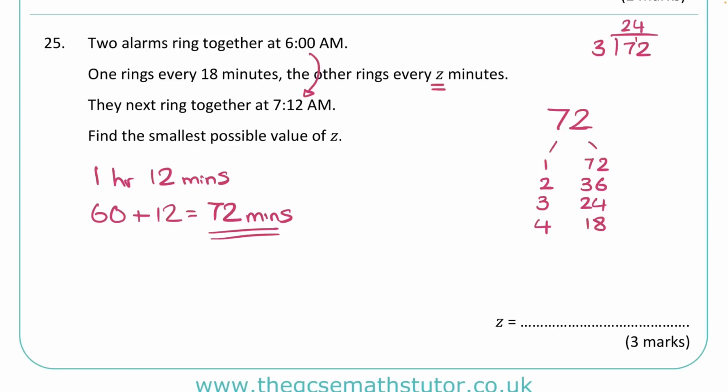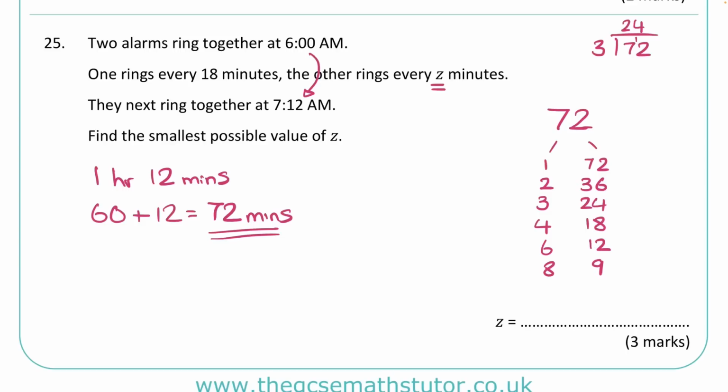So 4 and 18. 5 doesn't go in. 6 does go in. It goes into 60 10 times. It's an extra 2 there. So 6 times 12. 7 doesn't go in, 8 goes in 9 times. Okay, so we have a very big factor list here for this 72 minutes.